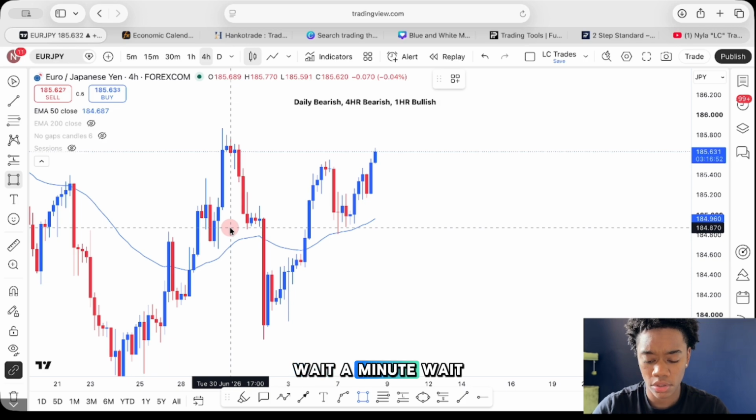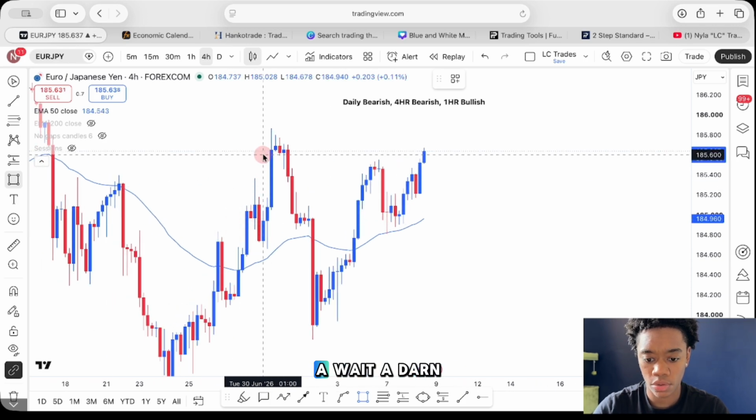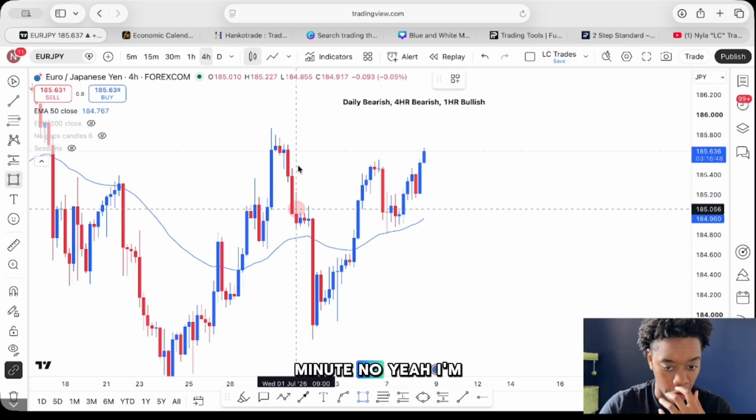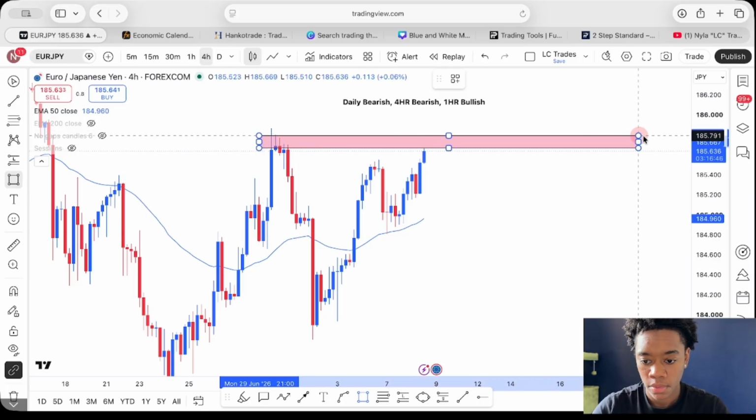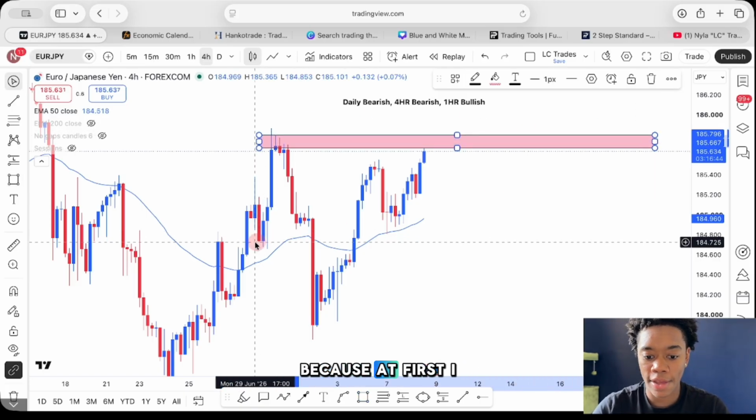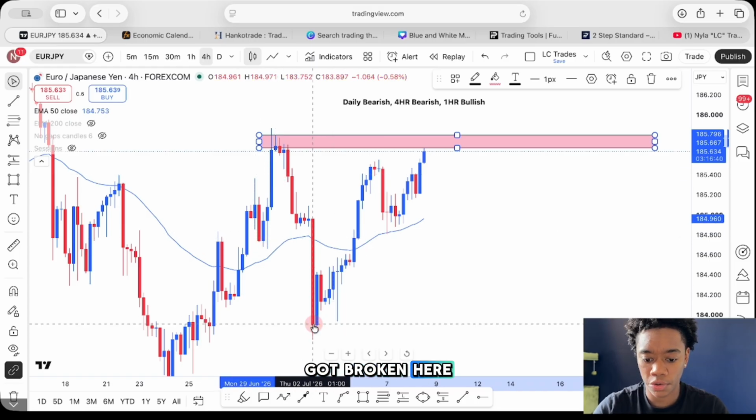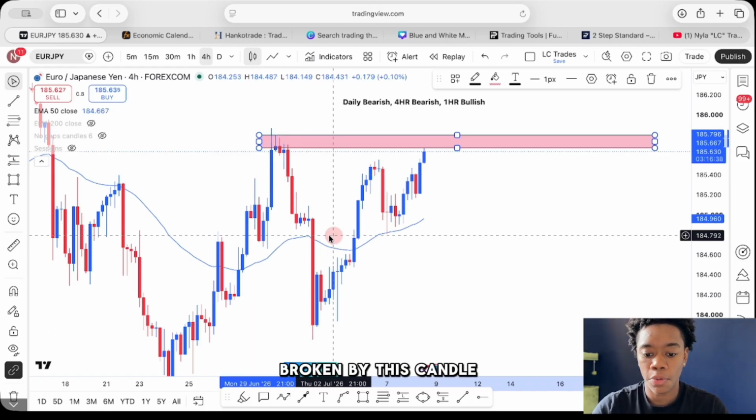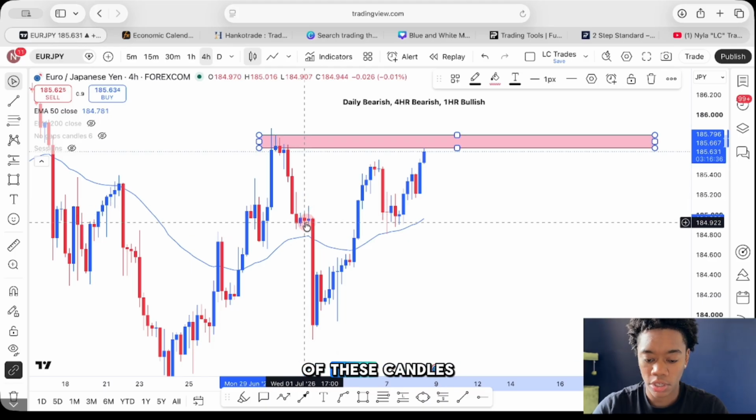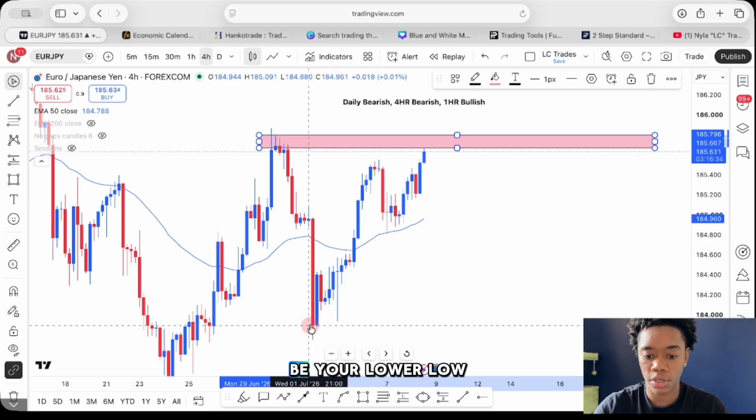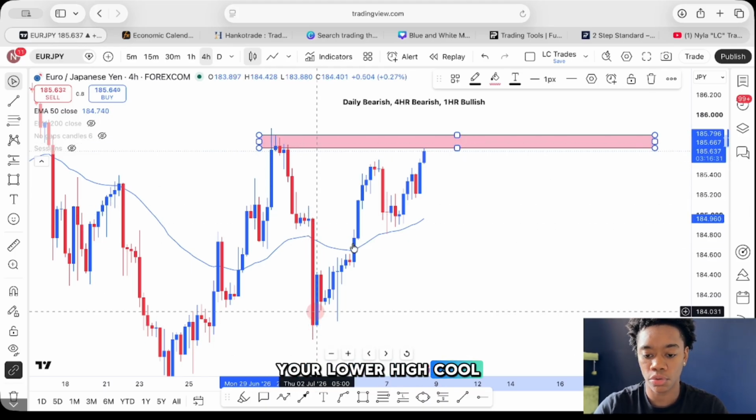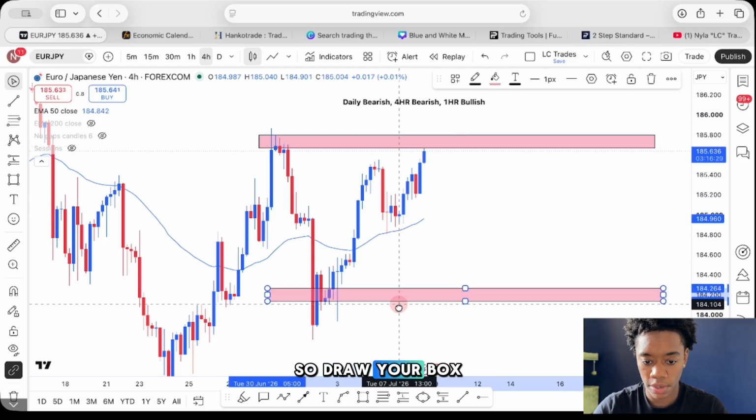Wait a minute. Wait a darn minute. No, yeah, I'm right. Okay, draw your box. Because at first I was like, wait, is it bullish? But no, the candle got broken here. This lower high got broken by this candle right here, not any of these candles. So this would still be your lower low. This would still be your lower high. Cool. So draw your box out.